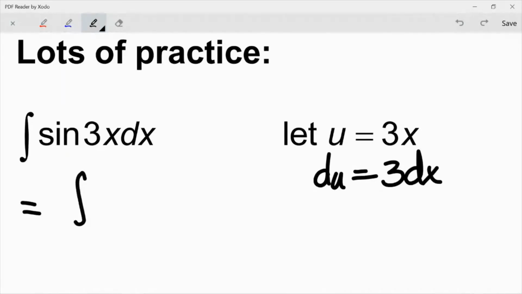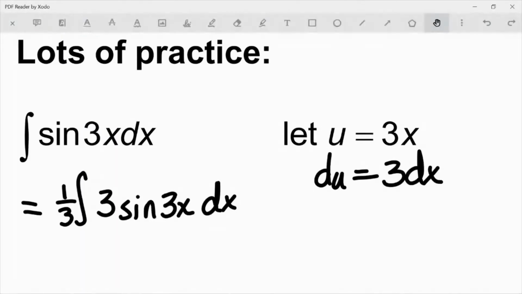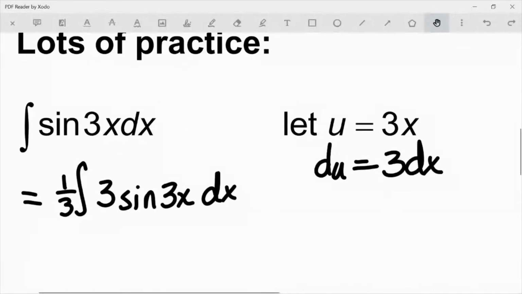So what I'm going to do is put a 3 inside here. The reason I'm doing that is so I have a 3 times dx, right? So since I put a 3 on the inside, so that I don't change the integral, I have to put a 1/3 on the outside. So all I've really done, if you think about it, is factor a 1/3 out of the integral. And like I said before, you can move constants in and out of the integral. It doesn't have any impact.